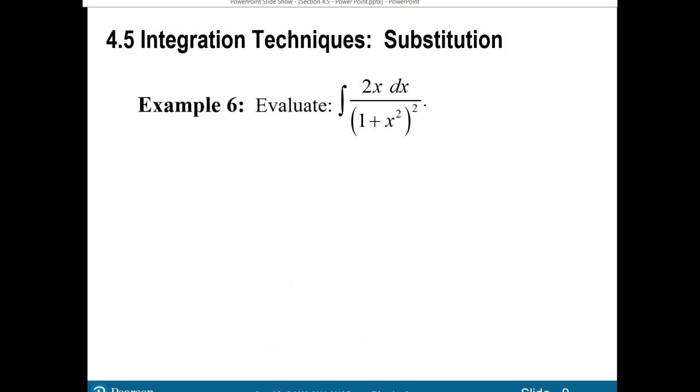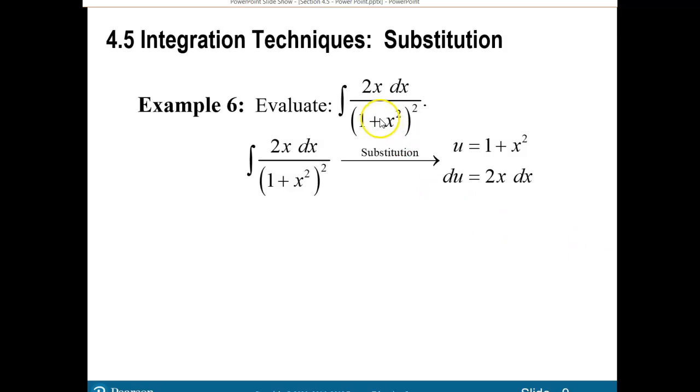Okay, let's try this one. This is very similar to the one we just did. Again, the derivative of the 1 plus x squared is the 2x. So we're going to let u be 1 plus x squared. Then du over dx is 2x, and then we move the dx over, so du is 2x dx. So we end up getting du on top, and on the bottom, this thing is u, but it has a square this time.